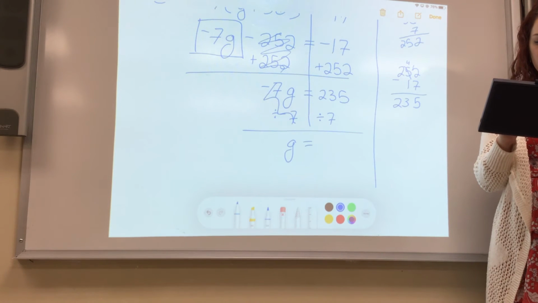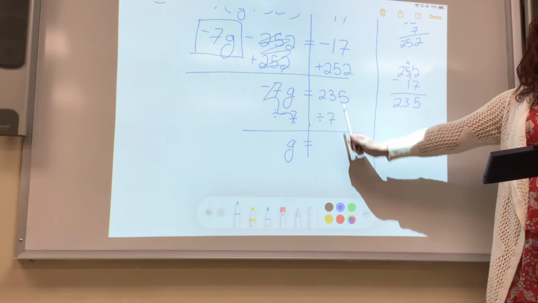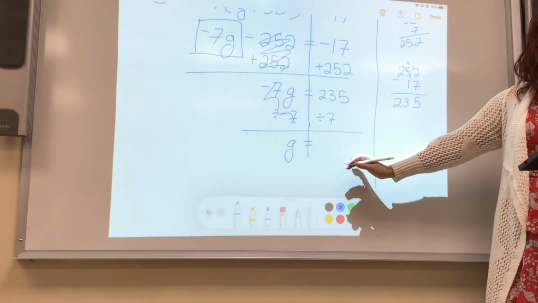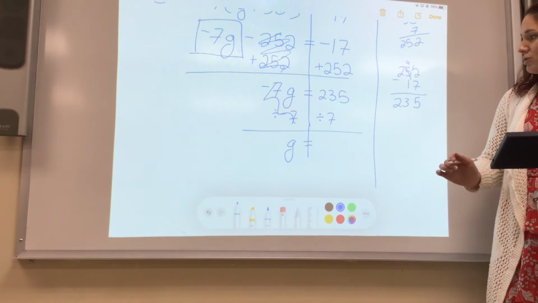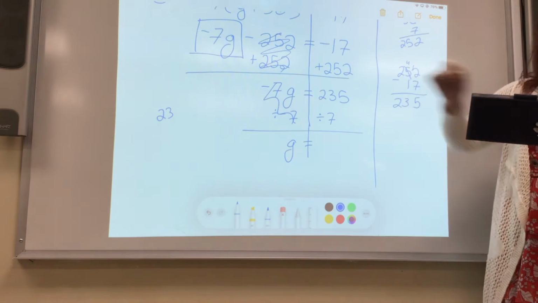Both sides, g equals. I do know I'm going to have a positive answer, because that's a positive and that's positive. I've got no negatives in my problem anymore. So I've got to do 235 divided by 7. I'm going to go over here this time, over on that side.